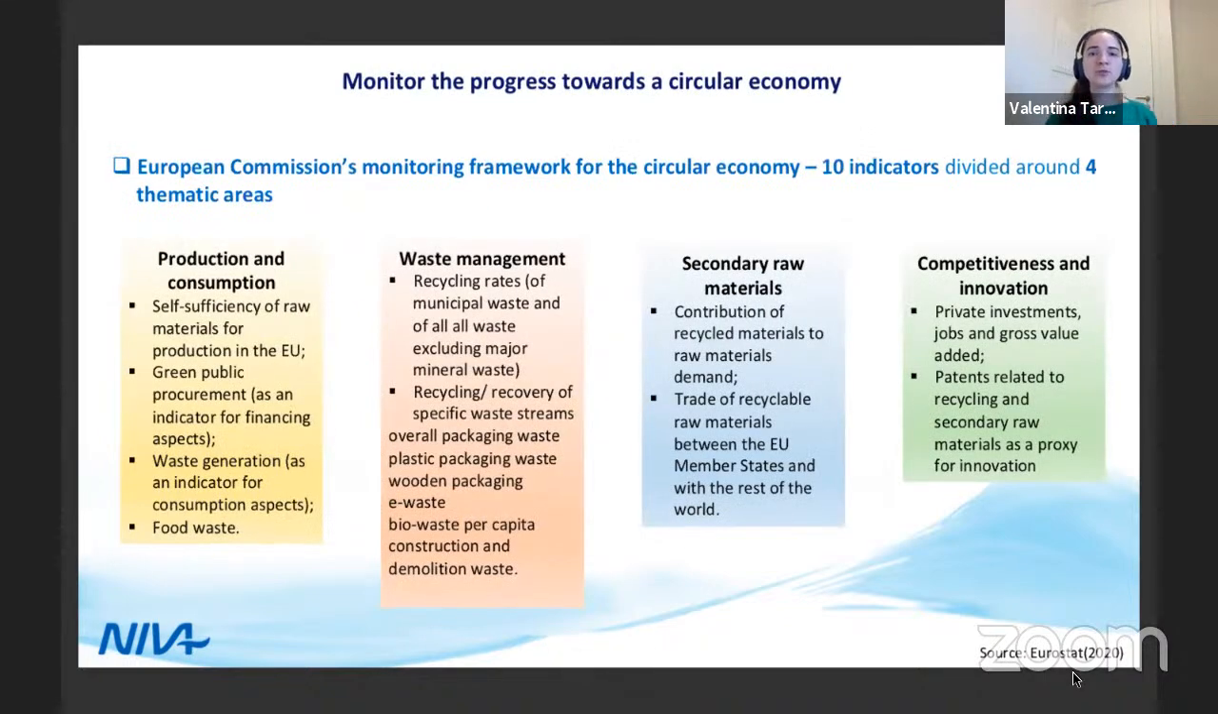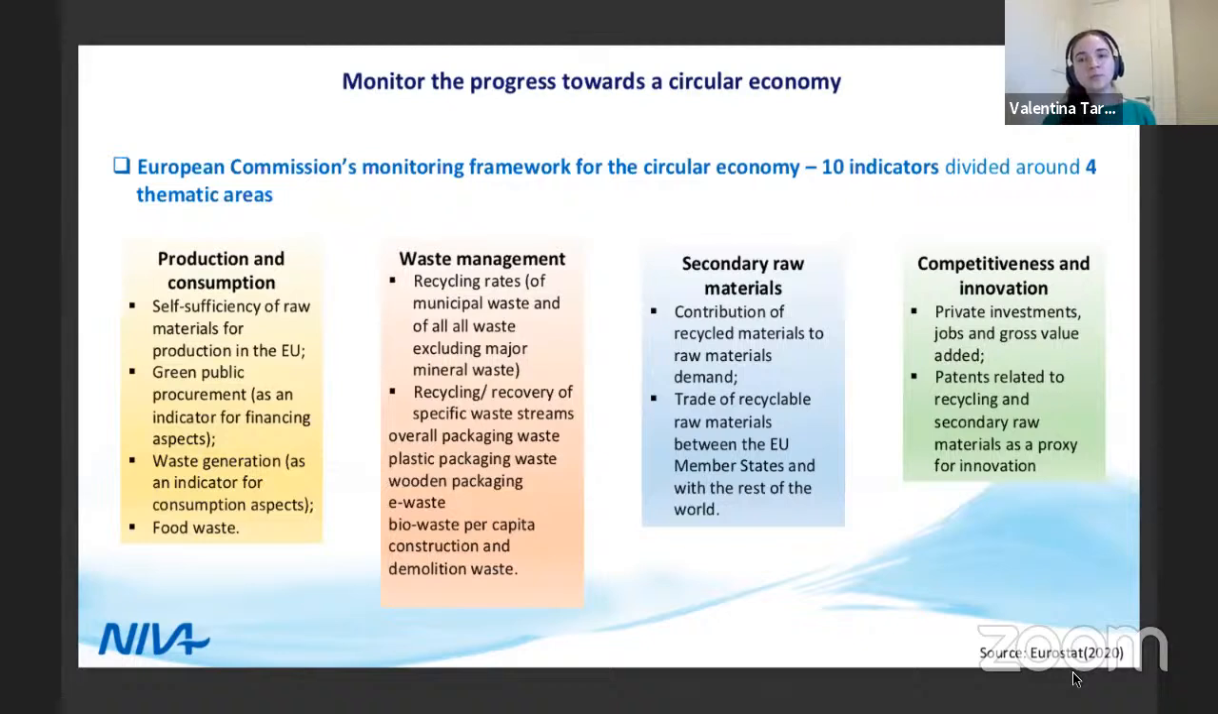For today's short introduction, I have chosen to briefly go through the European Commission monitoring framework for the circular economy that consists of 10 indicators that are divided into four thematic areas: production and consumption. Monitoring the production and consumption phase is essential for understanding progress towards the circular economy.